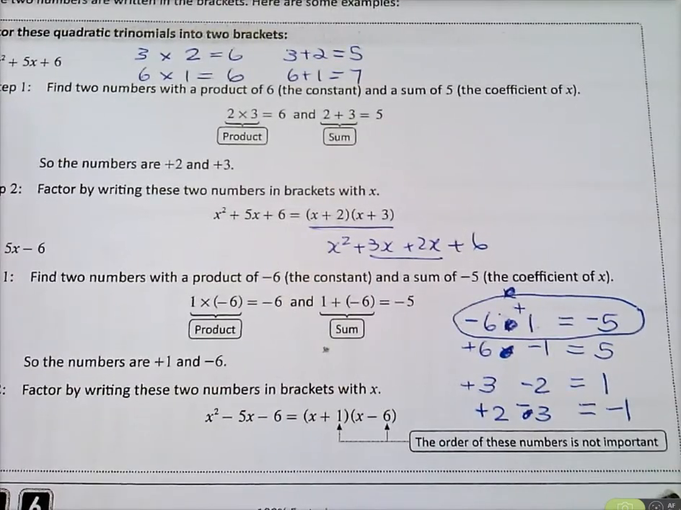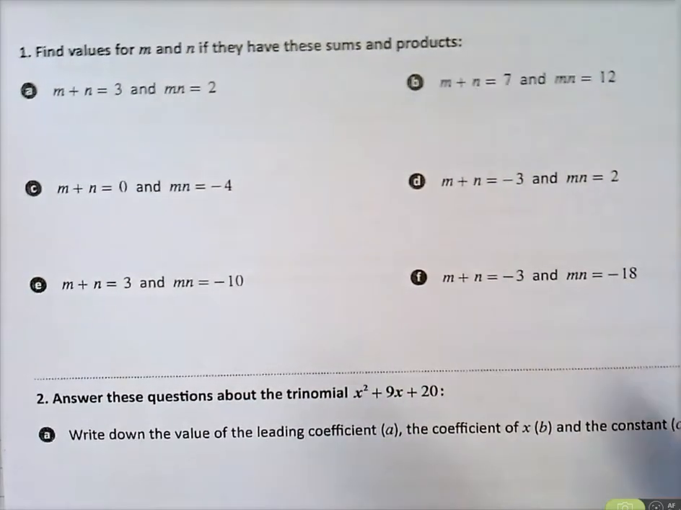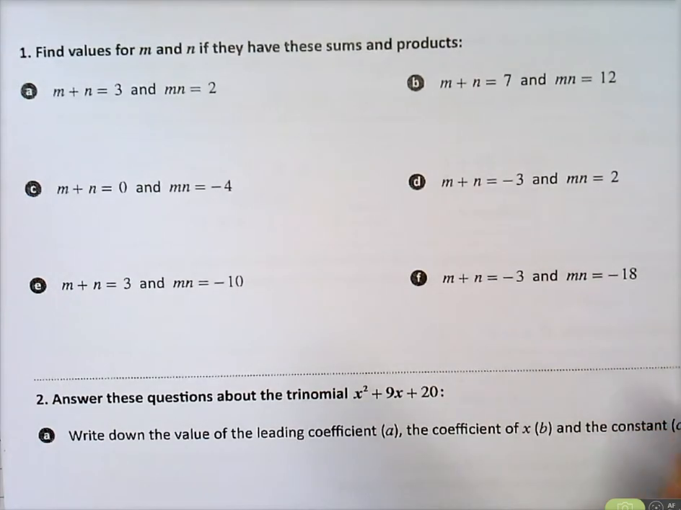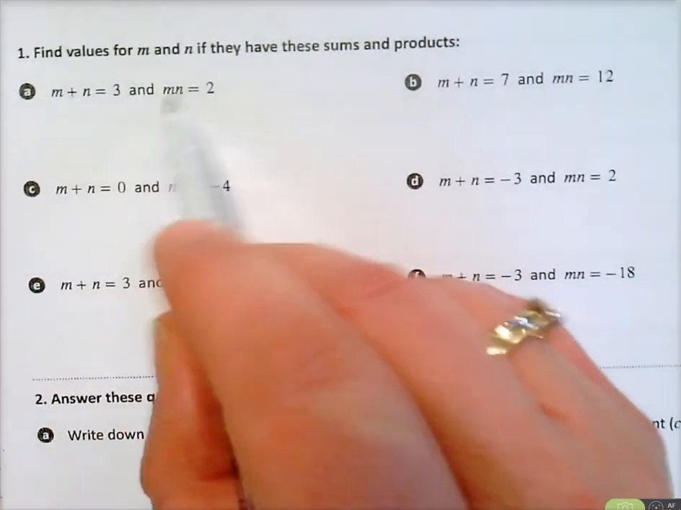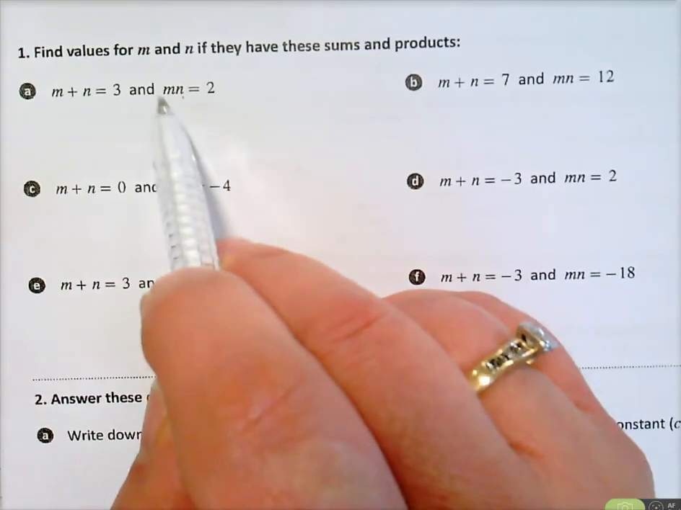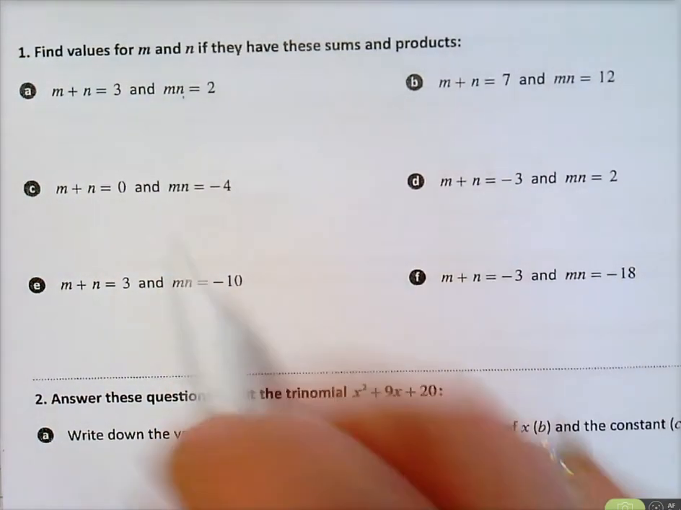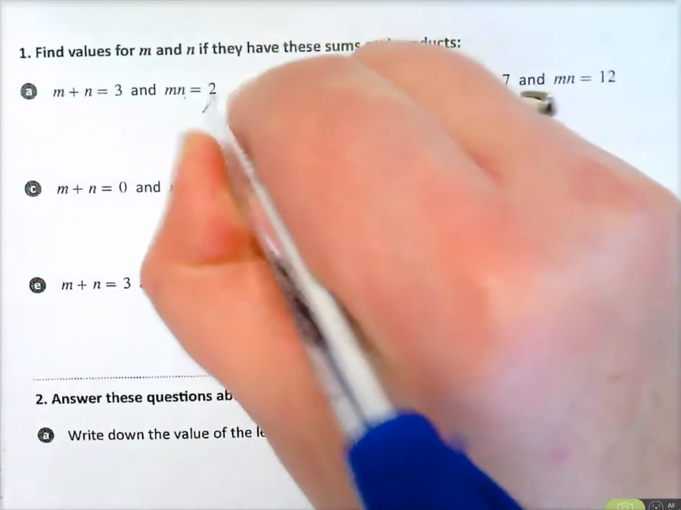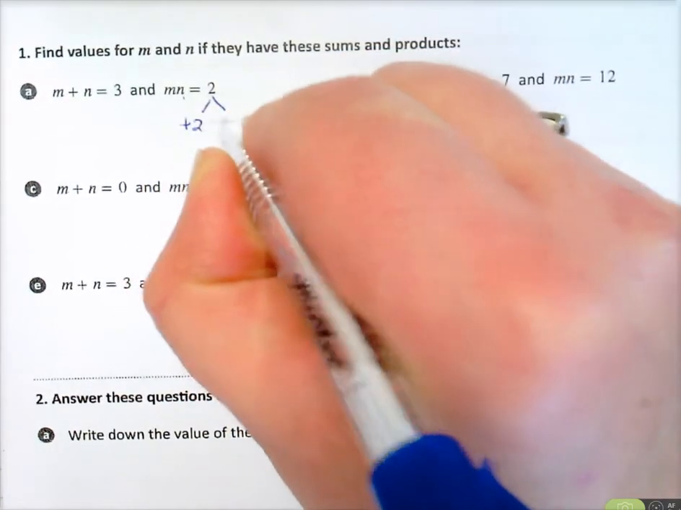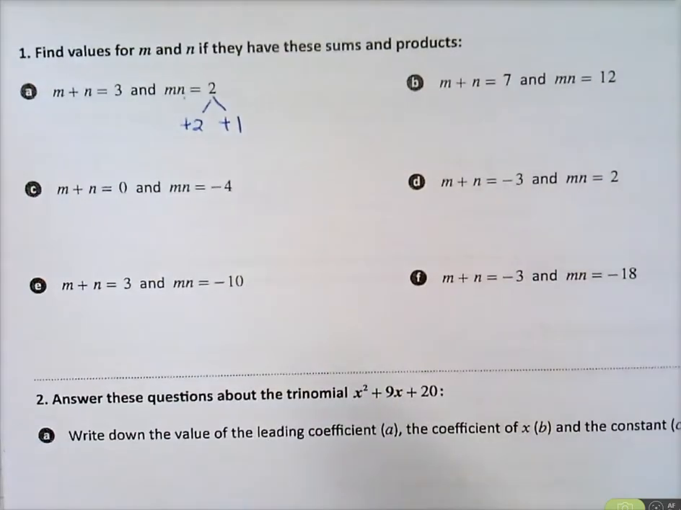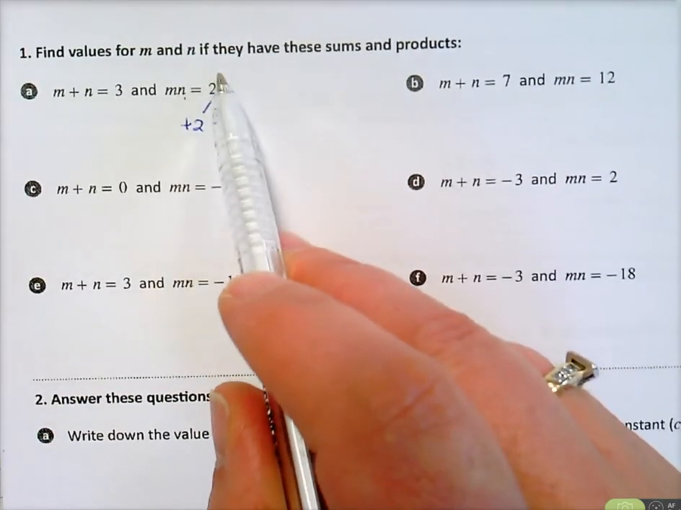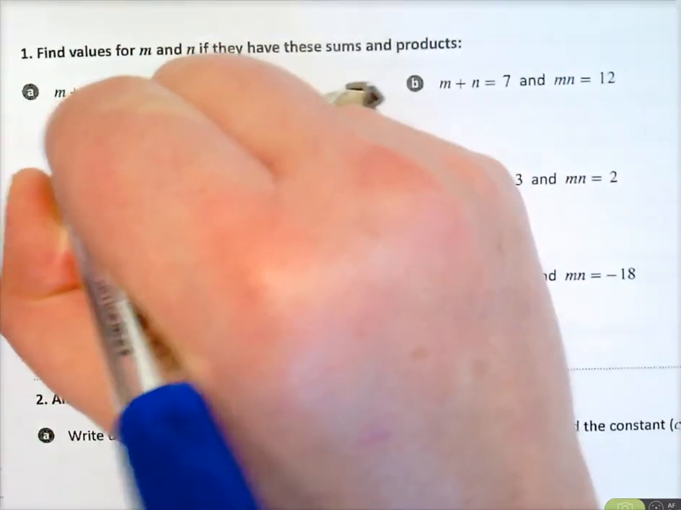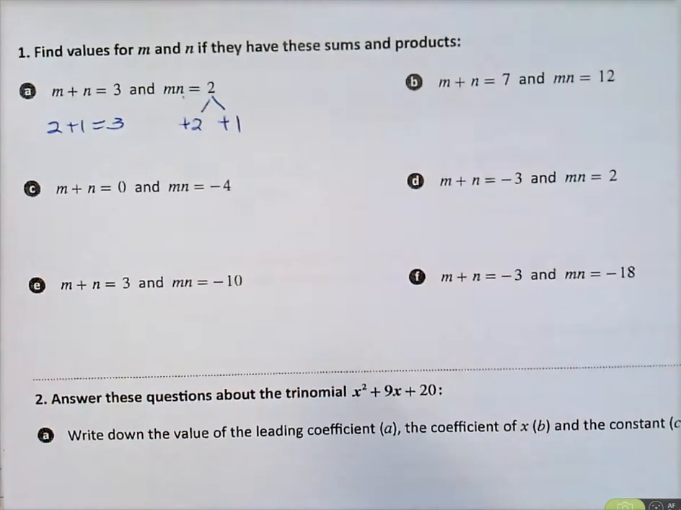let's just leave that. The idea of this whole thing is to find two numbers that multiply to give a number but add up to give another number. Okay? So, for example, I want two numbers, mn means m times n. I want two numbers that multiply to give 2 but add up to give 3. What do you think those two numbers are? +2, +1. What's 2 times 1? What's 2 plus 1? So your numbers are 2 and 1.